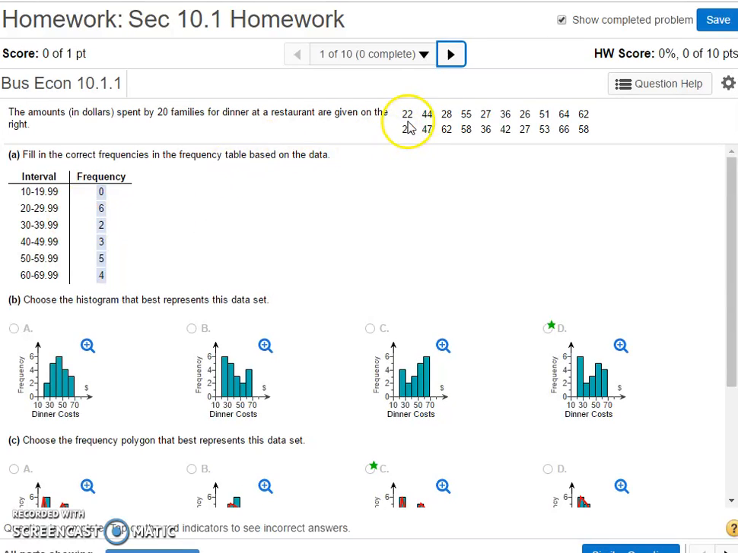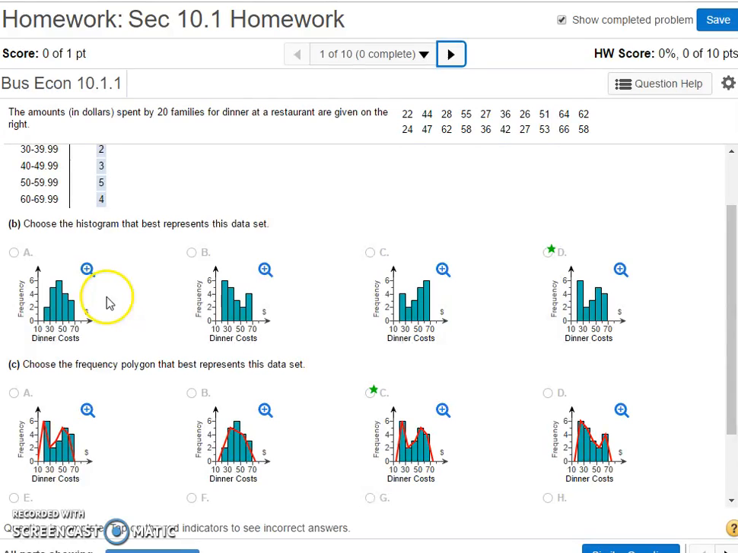I have 1, 2, 3, 4, 5, 6. So that's why I put 6 as my frequency, because that's the count. That's how many fall between. And then when I come down, what they're looking for is for me to be able to make a histogram to represent the data.